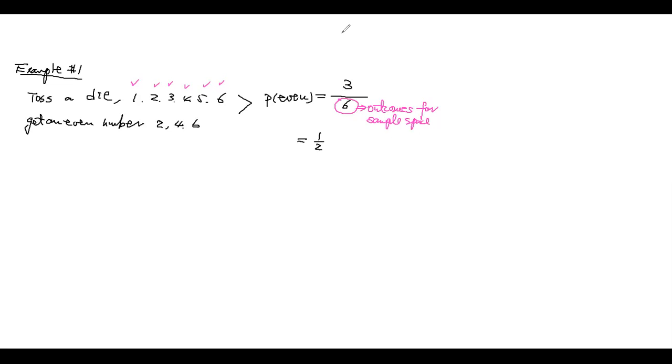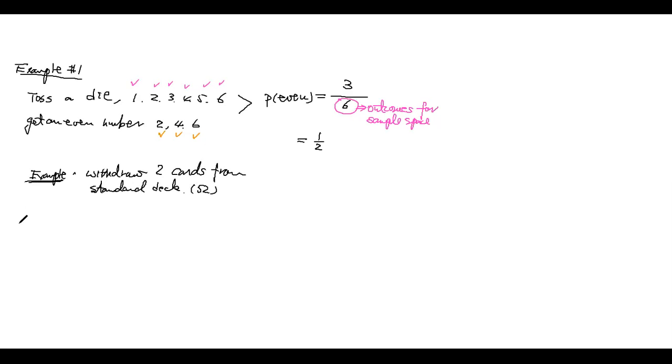The reason this is 3 is because I can count it: 1, 2, 3. I have 3 elements in the event I'm interested in, which is getting even numbers. For this simple experiment, you can count it. But for some things, we need to use counting rules. For example, if I make this experiment a little more complicated and say I'm going to withdraw 2 cards from a standard deck, a standard deck has 52 cards, right?